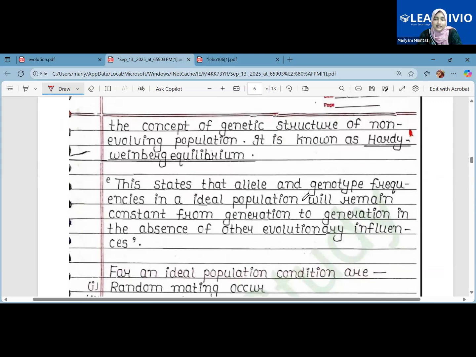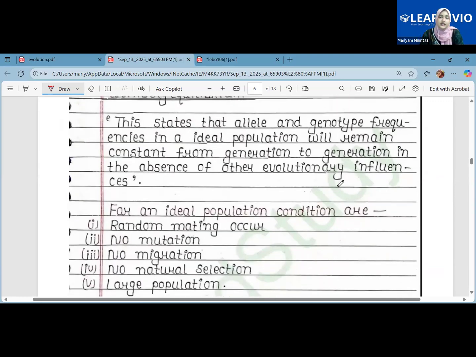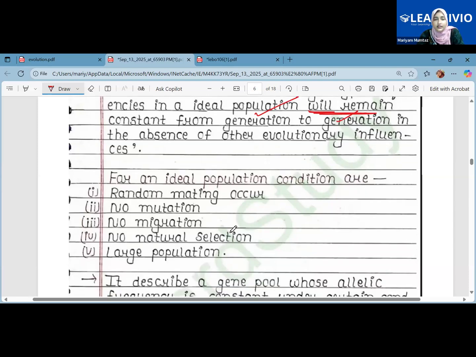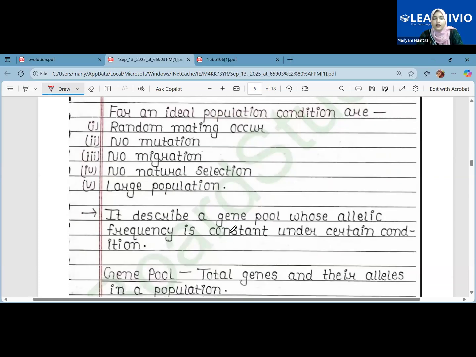So this states that allele and genotype frequencies in an ideal population will remain constant, passing from one generation to another if there are no influences. So what are the population conditions that are ideal? Random mating should occur. There should be no mutation, no migration, no natural selection, and it should have a large population. These are the things that will keep the principle or the equation stable.